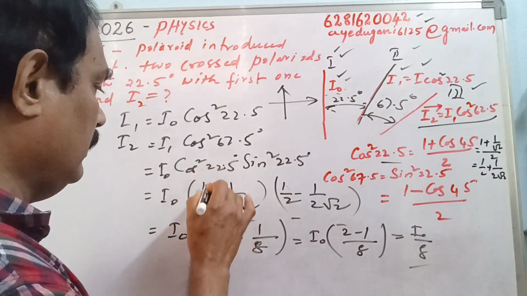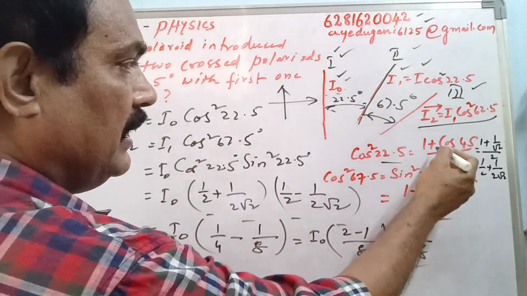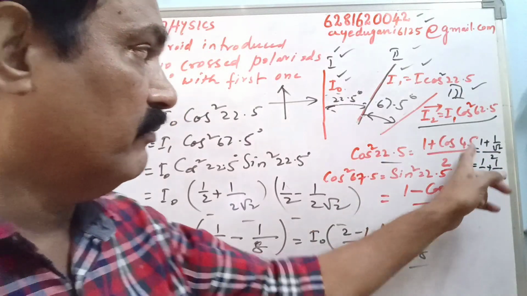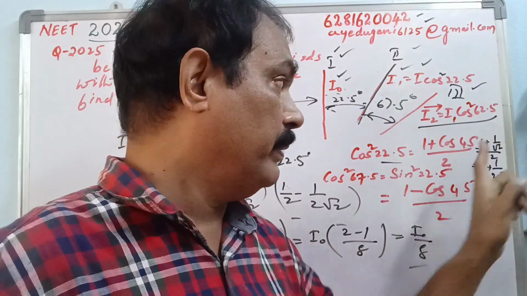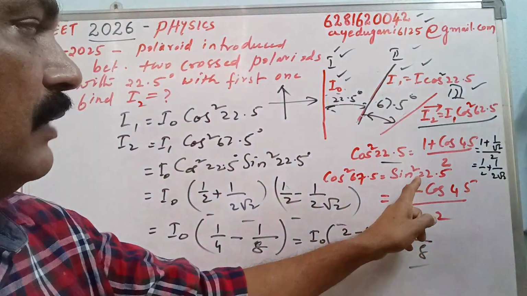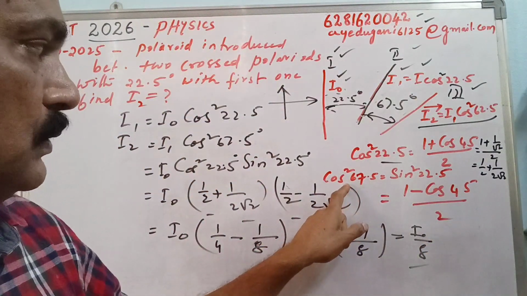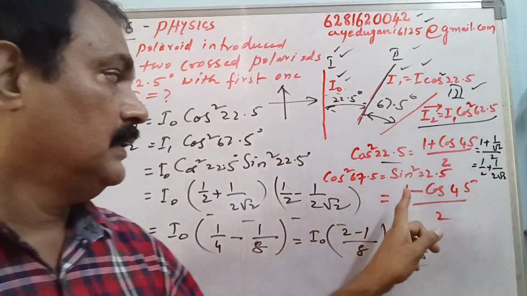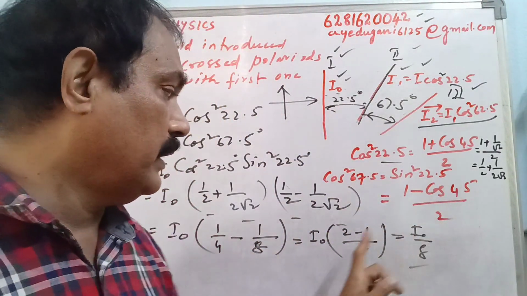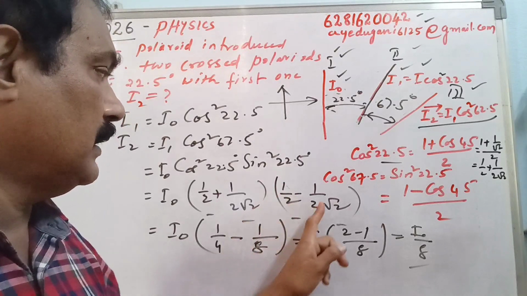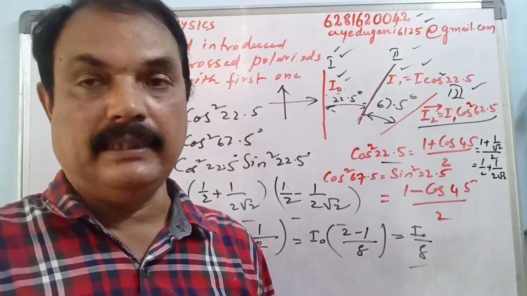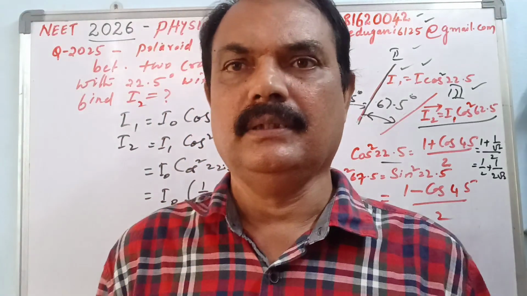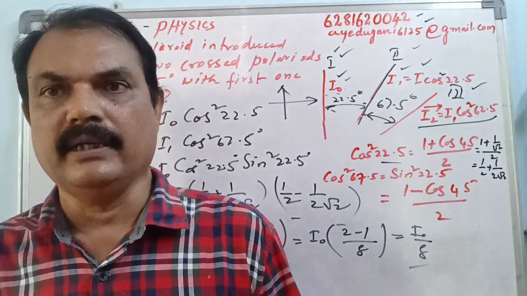So the formula is 1 plus cos 2 theta, 2 times 22.5 will become 45, cos 45 is 1 by root 2. Sin square, converting cos to sin, sin square 22.5 comes, and it will be 1 minus cos 45, which is 1 by 2 minus 1 by 2 root 2. I think you understood this. And just using simple mathematics, the intensity is reduced by 8 times.